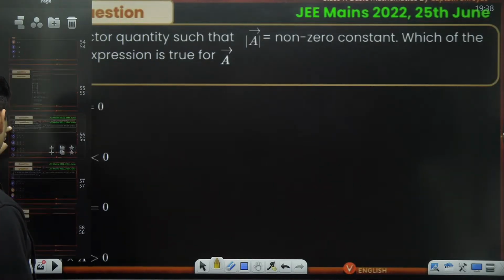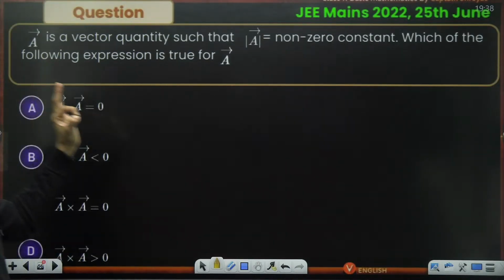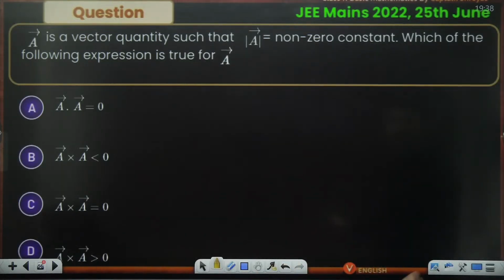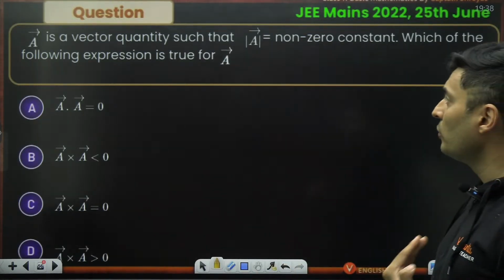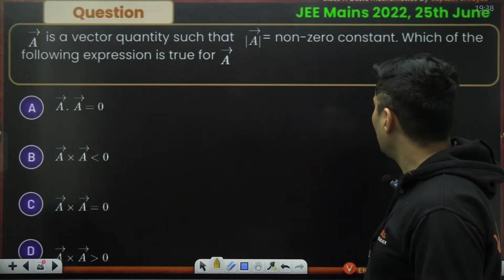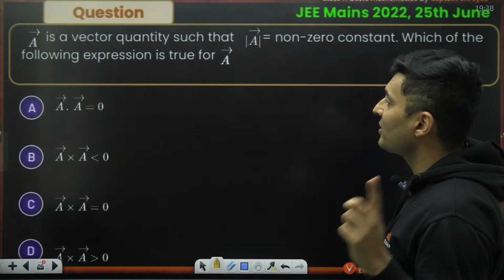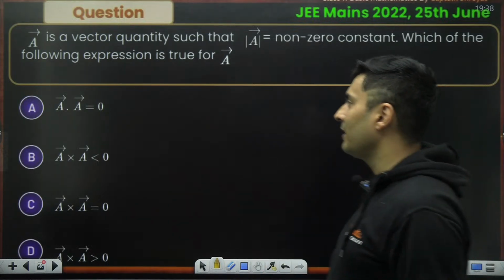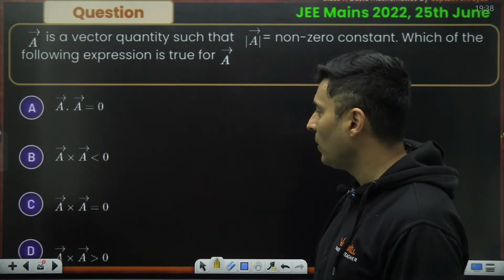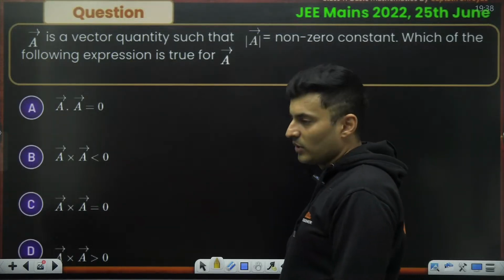Next question coming up on your screen. For a vector quantity A, the magnitude of A is a non-zero constant. Which of the following expressions is true for A? A dot A is 0 always. A cross A is less than 0. A cross A is 0. A cross A is more than 0.